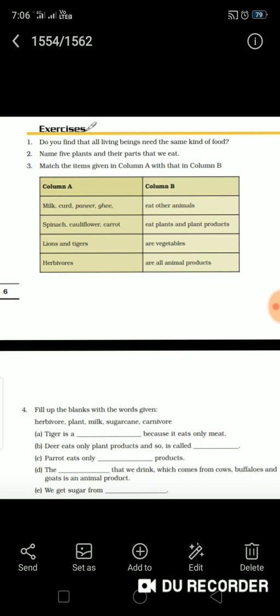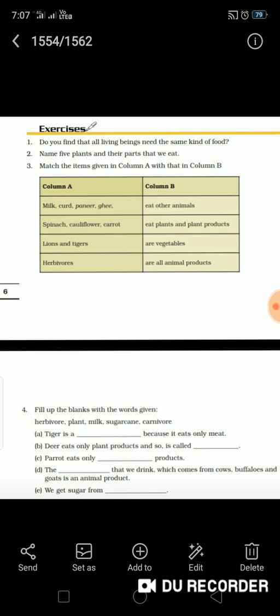C. Parrot eats only plant products. Yes, because parrot is also a herbivore. D. The dash that we drink, which comes from cows, buffaloes and goat, is an animal product. What do we drink? Yes, milk. It is very nutritious and very healthy for you children. So in the fourth one, there will be milk. Fifth, we get sugar from sugar cane. Yes, and we eat the stem of the sugar cane. So this is the answer of the fifth one.